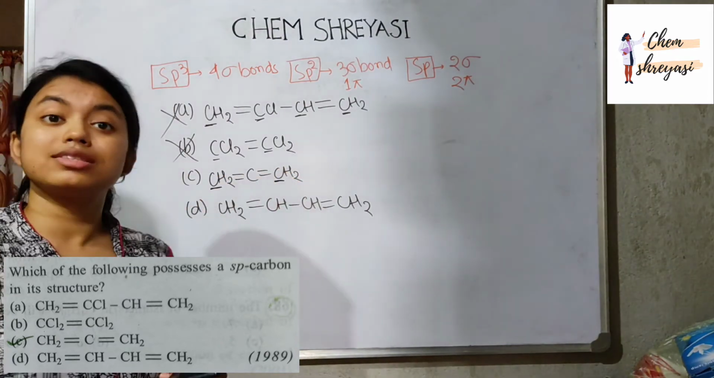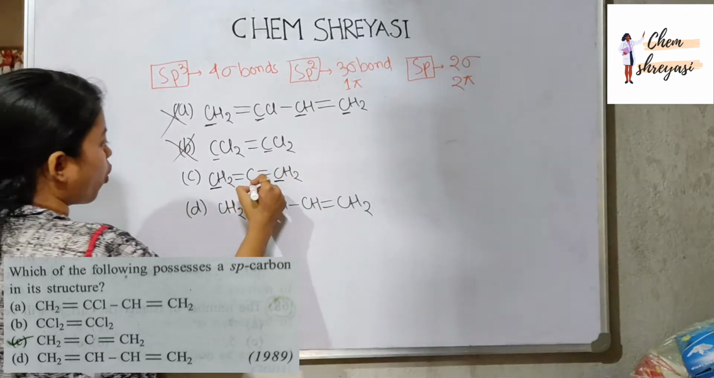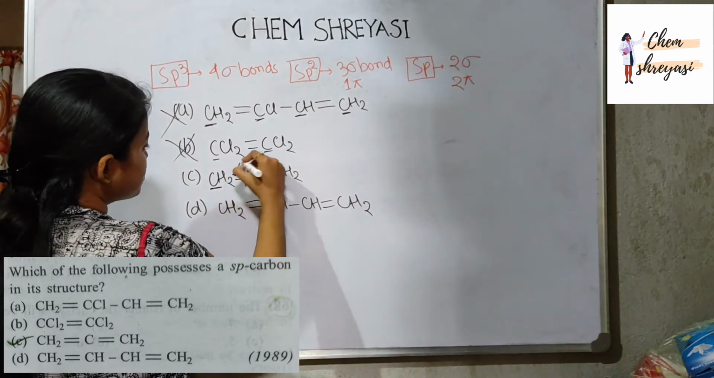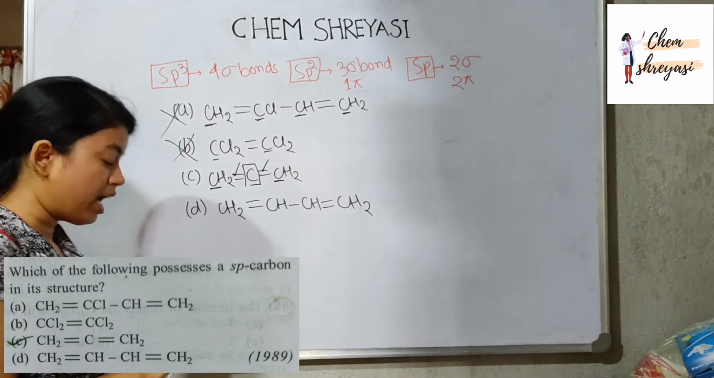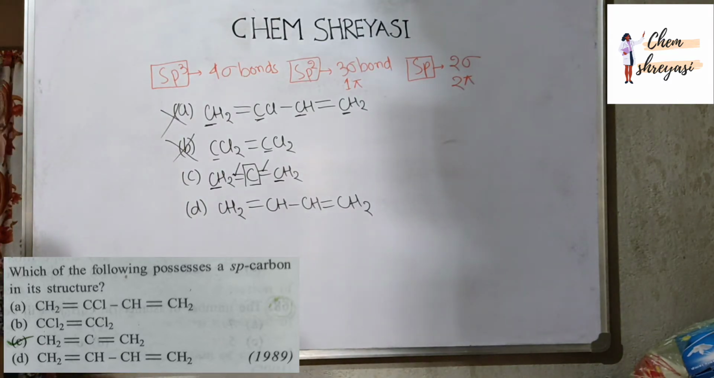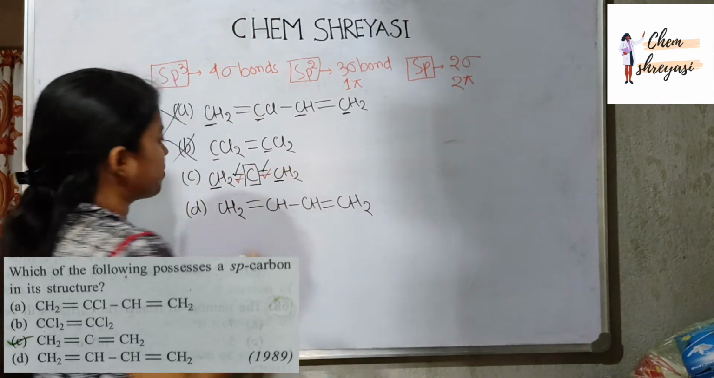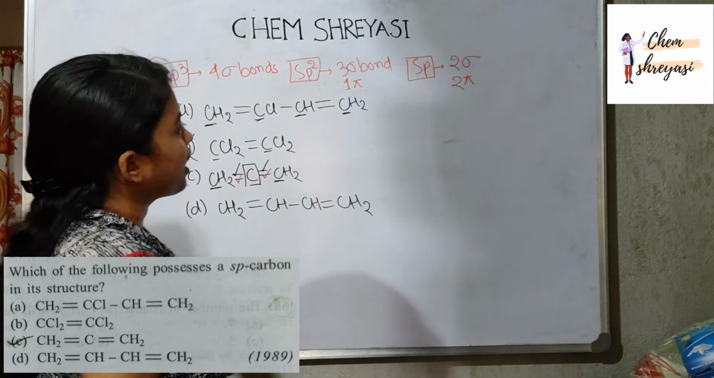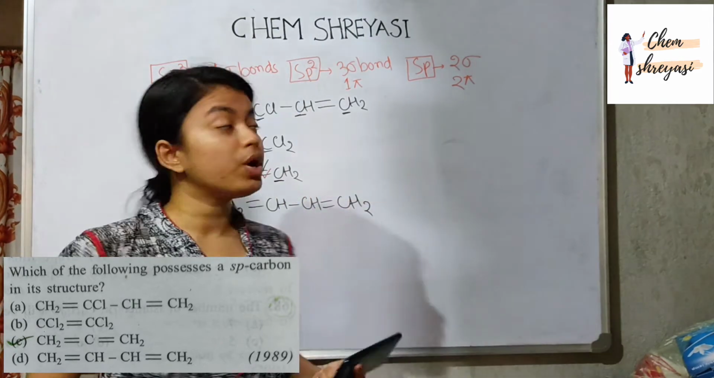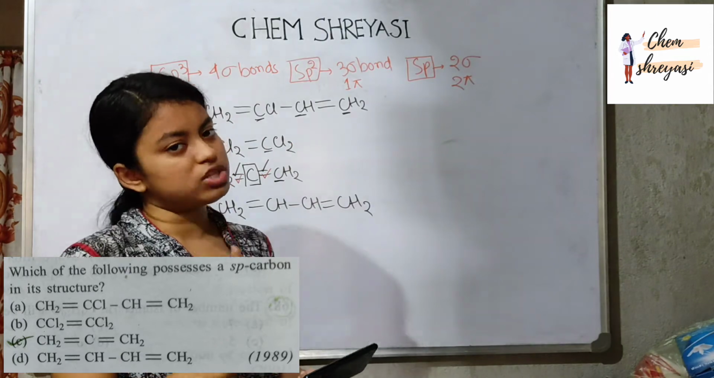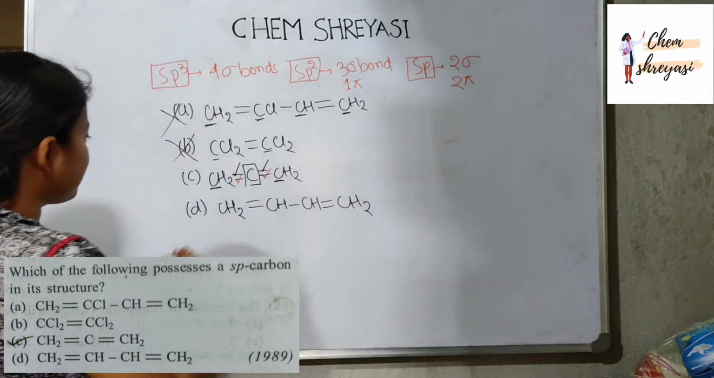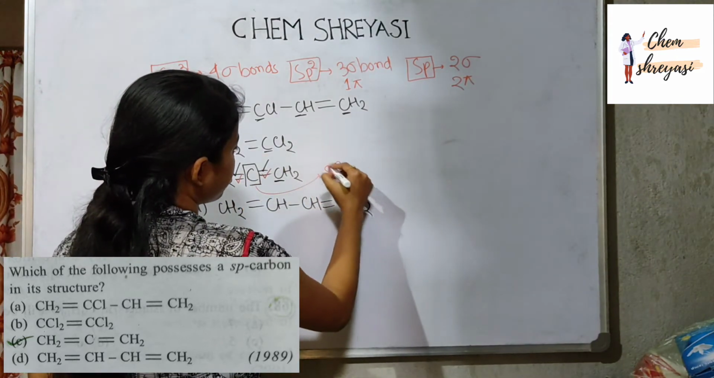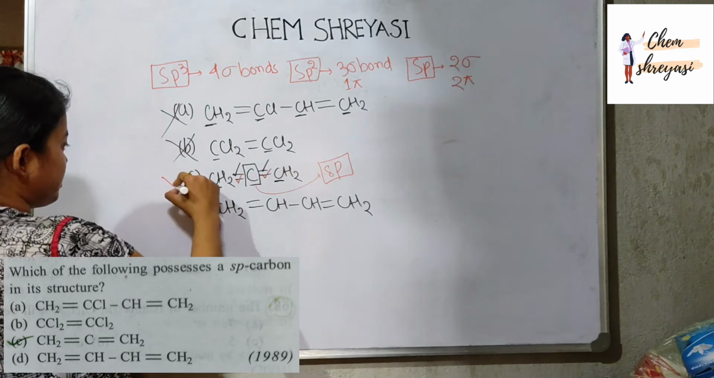This carbon is sp2 because it's doubly bonded. Now let's see what this carbon is. This carbon has 2 sigma bonds, and this middle carbon has 2 sigma and 2 pi bonds. Now, in sp hybridization, I have already told you that an sp hybridized carbon has 2 sigma bonds and 2 pi bonds. Now we can easily understand this carbon has 2 sigma bonds and 2 pi bonds. So definitely this carbon is sp hybridized. So option C is the right answer.